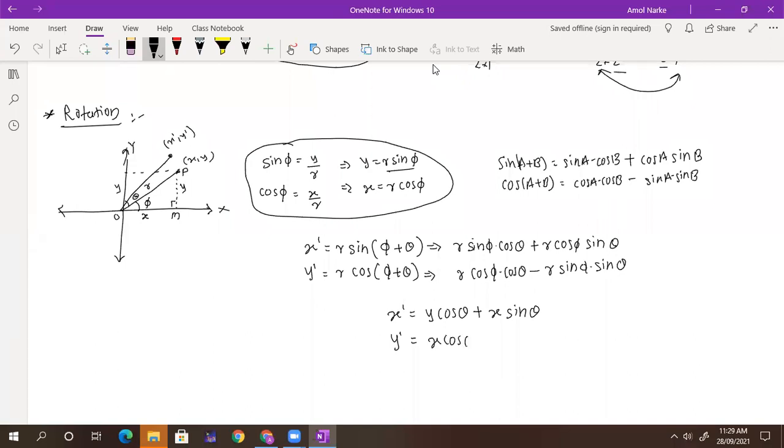Sir, the new x, shouldn't it be r cos of theta plus phi? How? R as it is, and I write sin phi plus theta. What is the formula? Sin a cos b plus cos a sin b. If I multiply R inside, I get it like this. What are you trying to say? Please repeat.